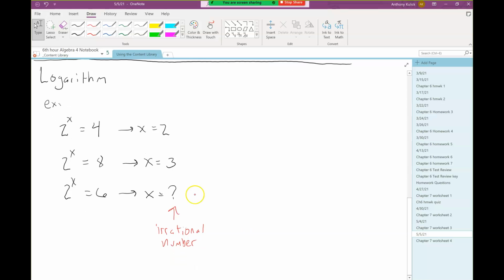So the name we're going to give this number is log base 2 of 6. And what this is basically saying is this is the power of 2 that equals 6. So that's what that symbol is kind of saying. It's the power of 2 that equals 6.